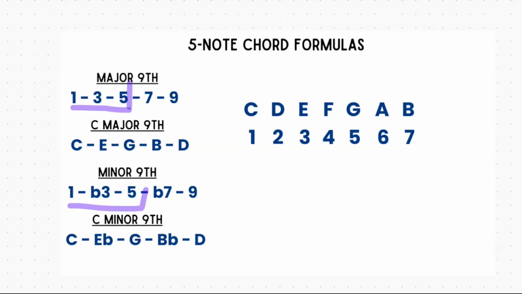Then plus the major ninth is plus seventh and ninth. So the seventh is here, and the ninth is if you keep counting past the seven, right? So if you keep counting past the seven and you go to the next C would be eight, and this D here would be nine.